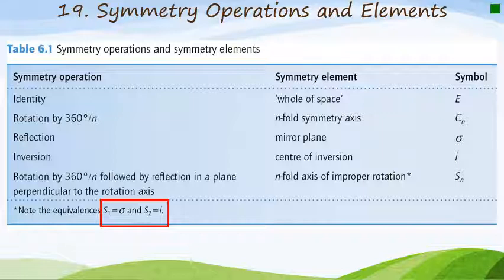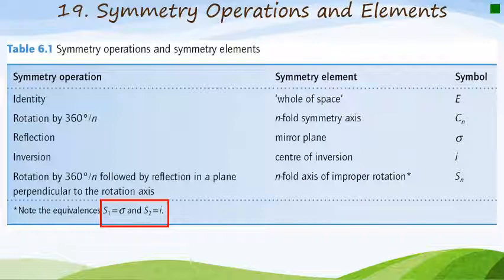We know about identity, which has the symbol E. Then we know about proper rotation by 360 degrees divided by n, otherwise known as a Cn rotation. We know about reflection, which is as a result of a mirror plane, given the symbol sigma. We know about inversion, where there is a center of inversion, which has the symbol i. And then lastly, we have improper rotation, where we have rotation by 360 degrees divided by n, followed by reflection in a plane perpendicular to the rotation axis.